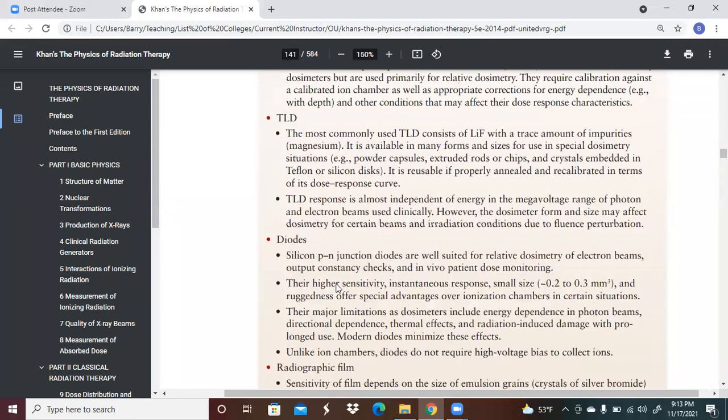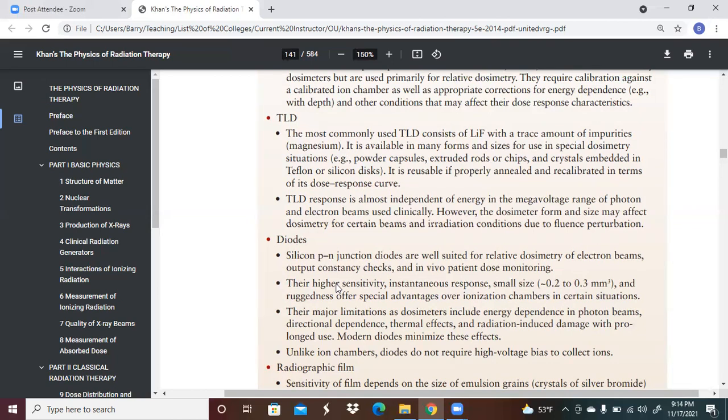TLDs, no doubt you've heard the name mentioned. The most commonly used TLD consists of lithium fluoride with trace amounts of impurities, such as magnesium. It is available in many forms and sizes for use in special dosimetry situations, like powder capsules, extruded rods or chips, and crystals embedded in Teflon or silicon discs. It is reusable if properly annealed and recalibrated in terms of its dose response curve.